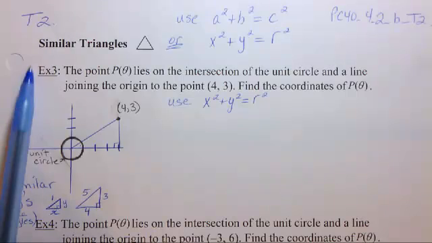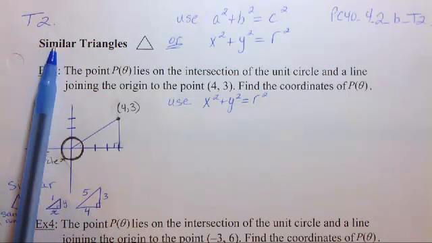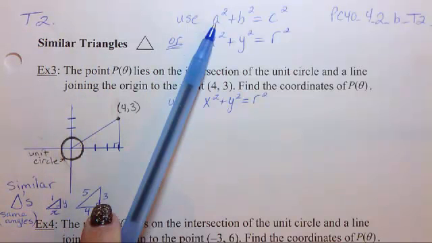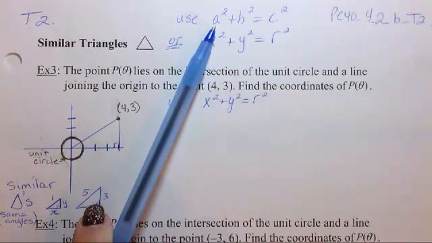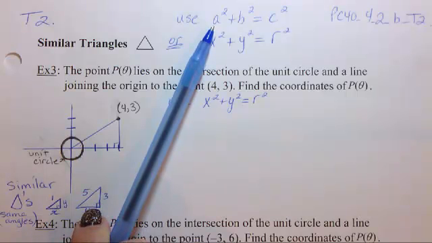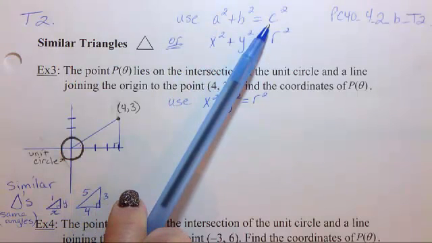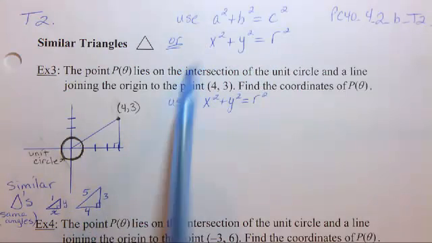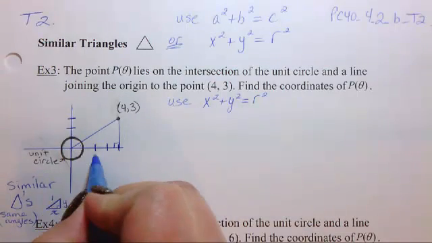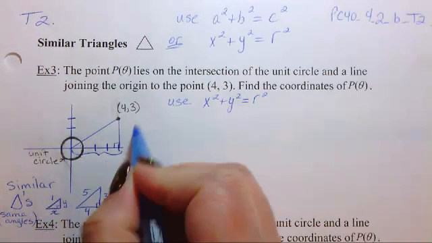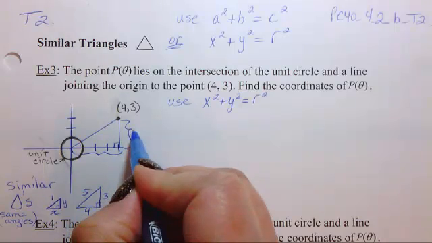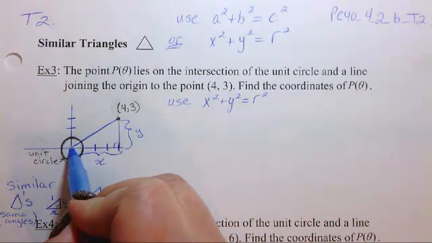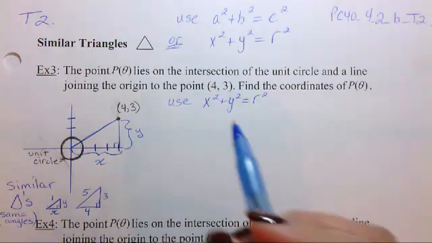In this one, we're going to look at the second part of T2, and we're going to do some work with similar triangles. All right, so if you recall the Pythagorean Theorem from previous years, you have a squared plus b squared equals c squared. And we can also write that equation in terms of x, y, and r. So this is going to be our distance x, and this is going to be our distance y. And then here, this line, this hypotenuse of the triangle, is going to be our r.